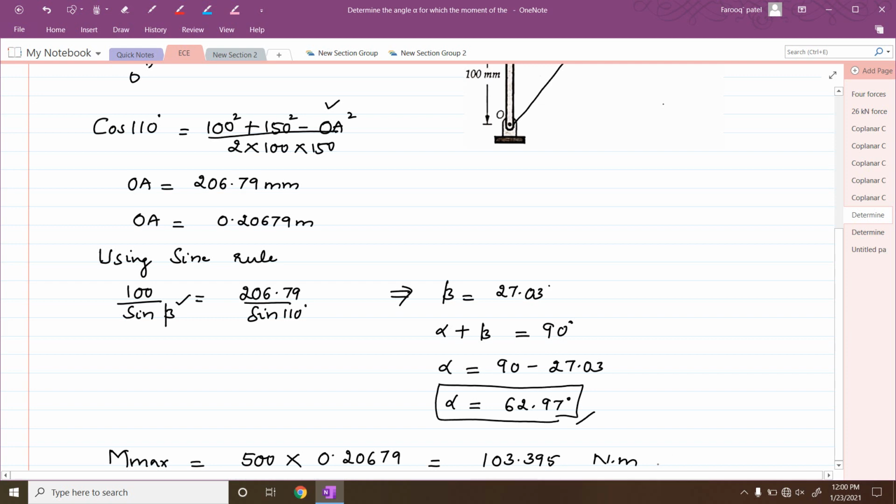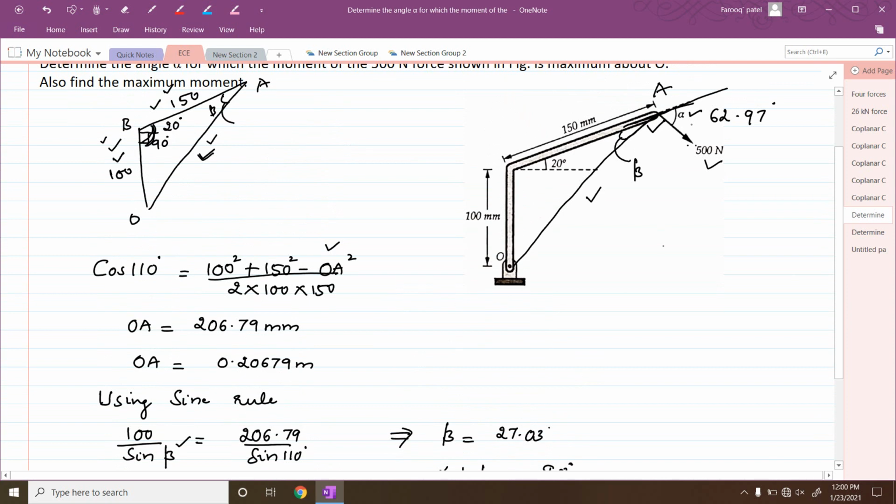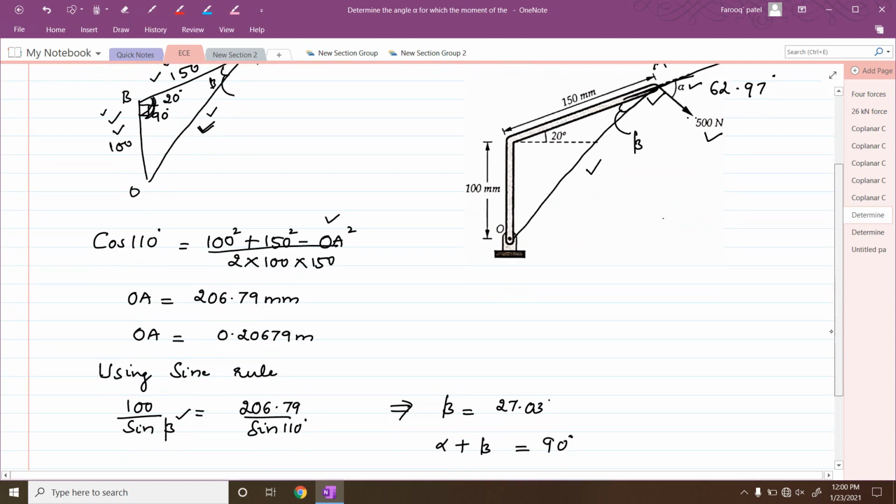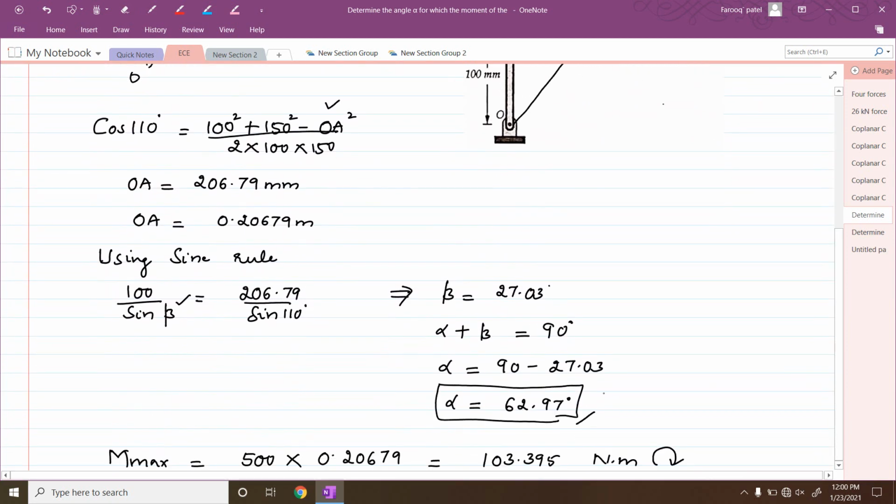And it will try to create a clockwise movement, therefore it is positive. If you see now, this is the force and this is the distance, this will try to create a clockwise movement, so therefore this is positive. So this is the final answer. In the question they had asked us to calculate the angle, we have calculated, and they have asked us to calculate the maximum moment, this also we have calculated.